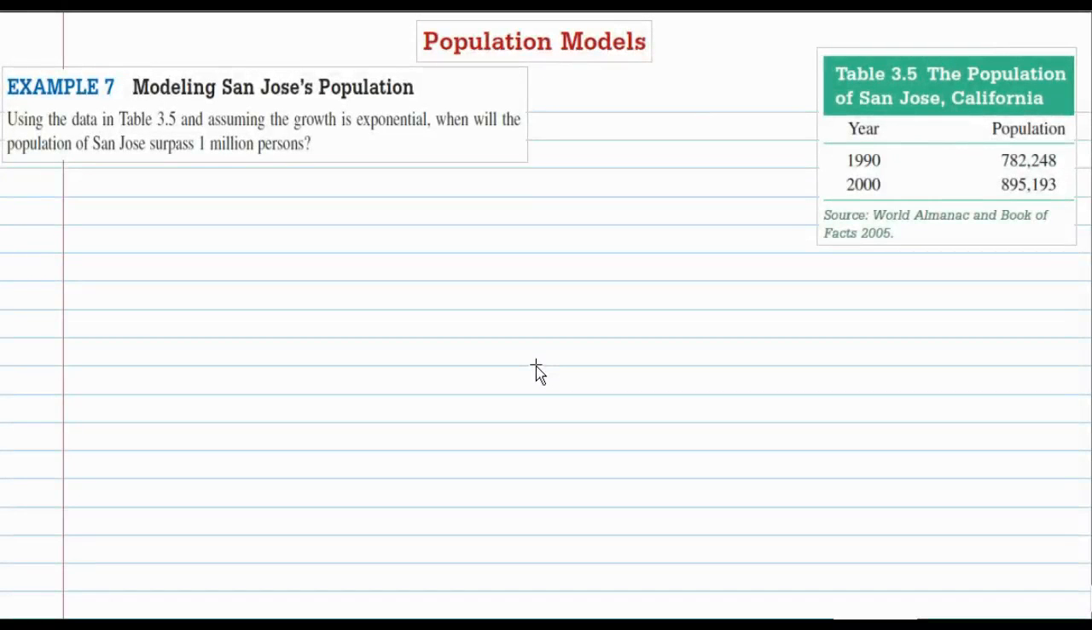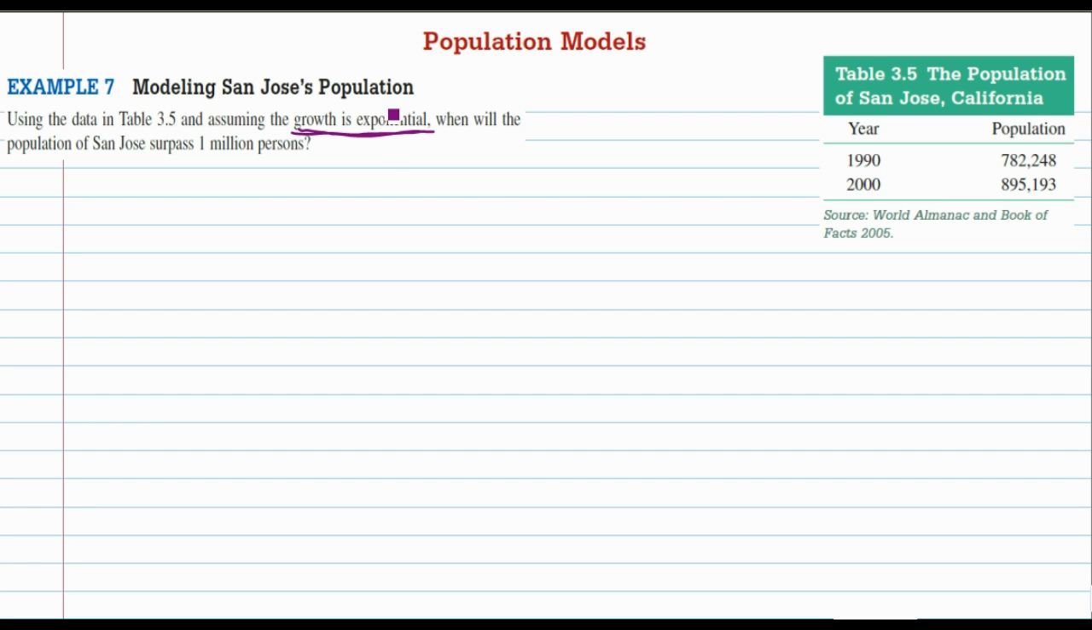This is the screencast for section 3.1, example 7. We're going to model San Jose's population. The problem says using the data in table 3.5, that's over here, and assuming the growth is exponential. That actually gives us a clue as to what form our equation will take.